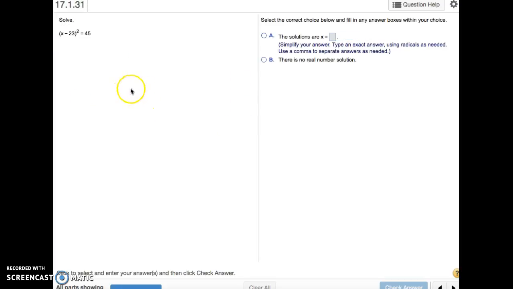Okay, so this problem we're going to do the same thing. I need to isolate whatever's being squared. So I have this x minus 23, the whole thing being squared on one side. So I need to square root both sides. So I get the square root of this, and remember the square root and the square cancel out. So it's just x minus 23. Then on the other side, don't forget your plus or minus. And this was radical 45.